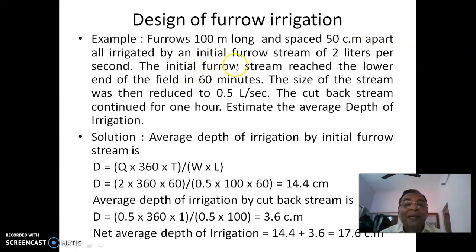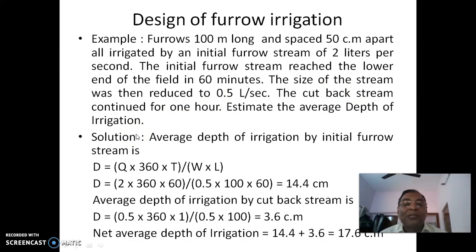Then the initial furrow stream reached the lower end of the field in 60 minutes. Then the size of the stream was reduced to 0.5 liters per second. When the stream is reduced, it is called the cutback stream. It is continued for 1 hour. So estimate the average depth of the irrigation.